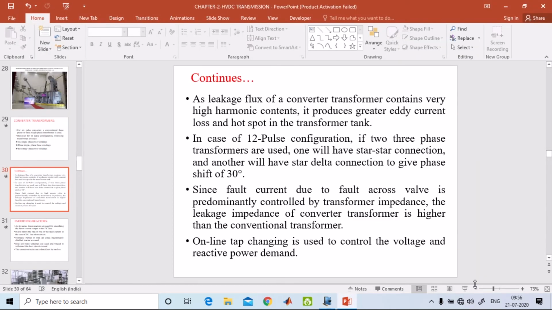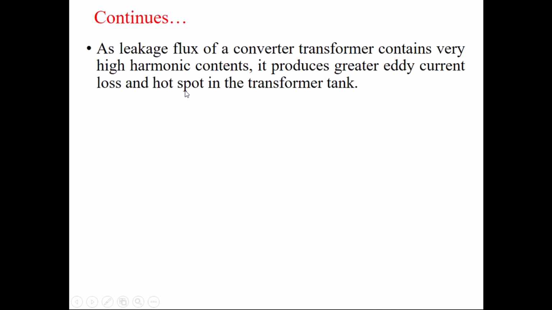So this is why this sentence is written: the leakage flux of the converter transformer contains a very high harmonic content and produces a greater eddy current loss, and because of this loss a hotspot is created in the core of the transformer. Sometimes we require maintenance for this transformer because of the creation of the hotspot. Sometimes they damage the winding also. So we must maintain the temperature of this transformer at the rated value based on this data sheet.